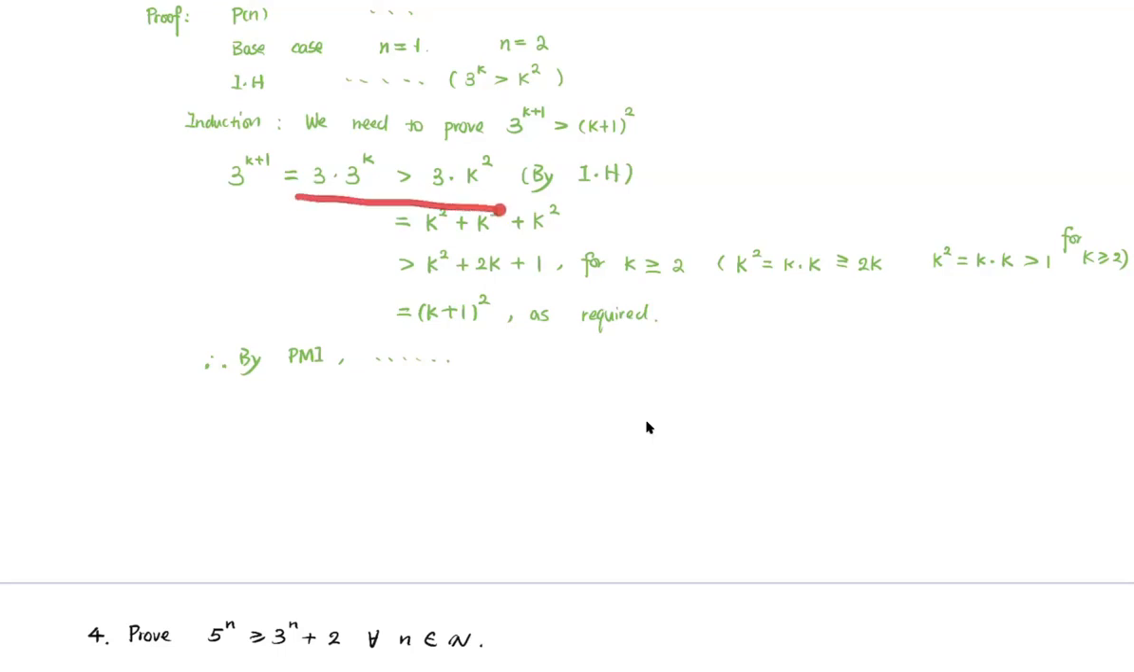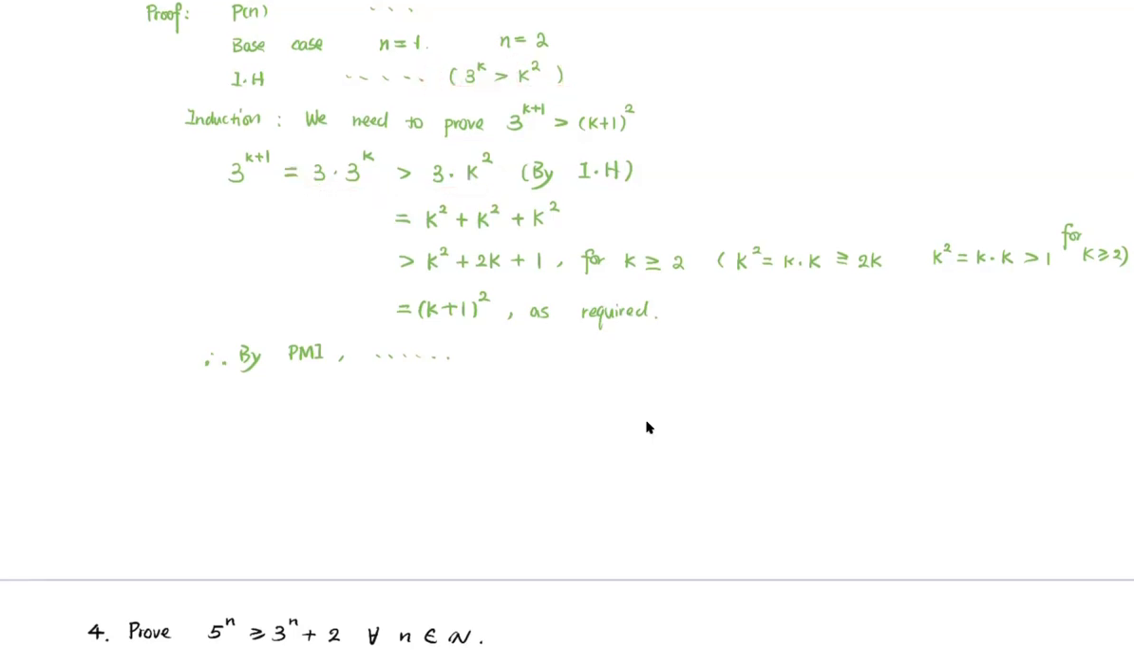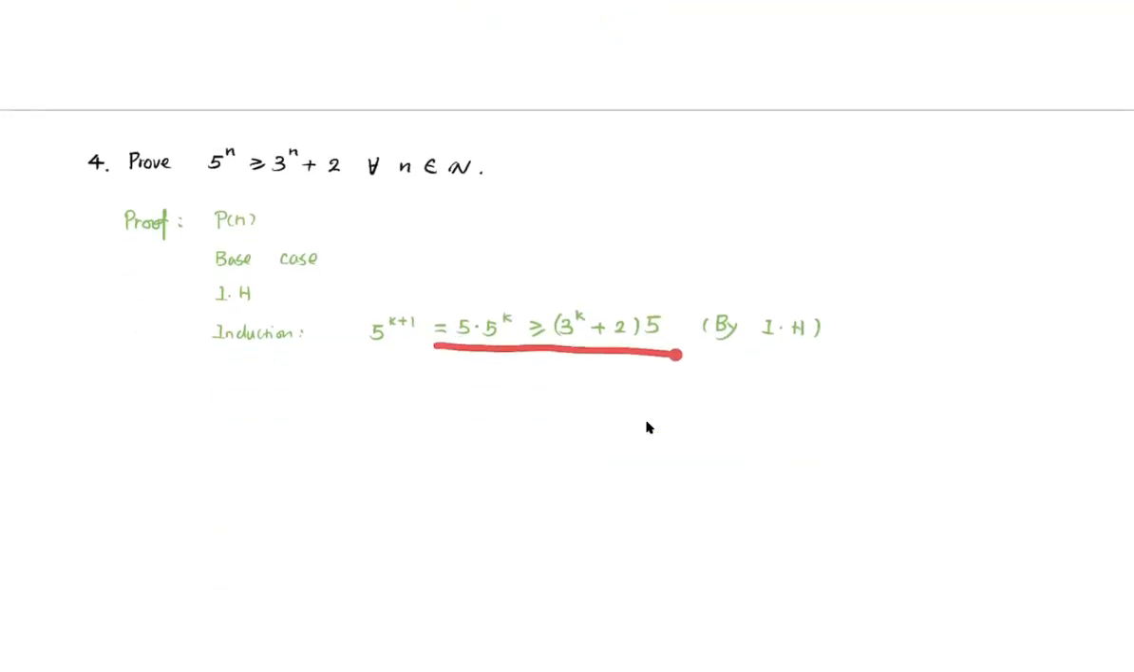I'm just saying this is true because of the IH, we assume this is true. Why does this apply this? You multiply both sides by 3. Okay? Same here. We know IH is 5 to the k is greater than or equal to 3 to the k plus 2. That's your IH. So we know this is true. You have this, so you know that this is greater than or equal to this. Basically, multiply both sides by 5. Okay, let me just continue. Otherwise, we'll never finish.